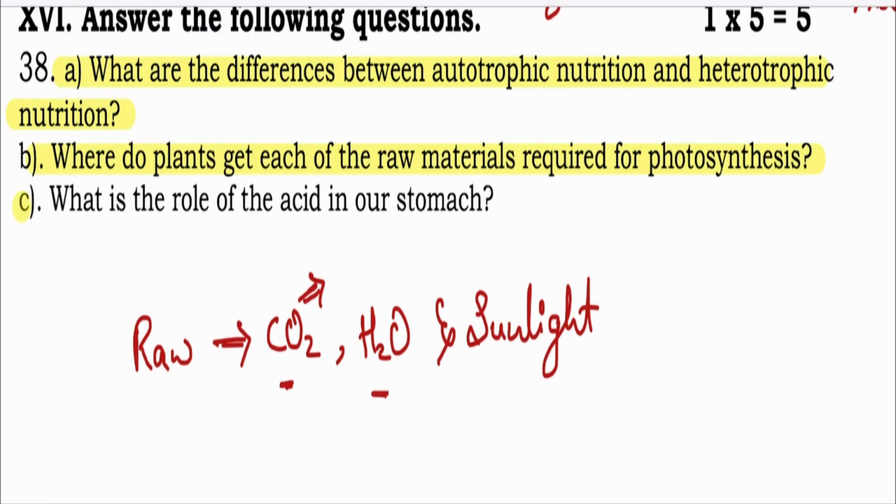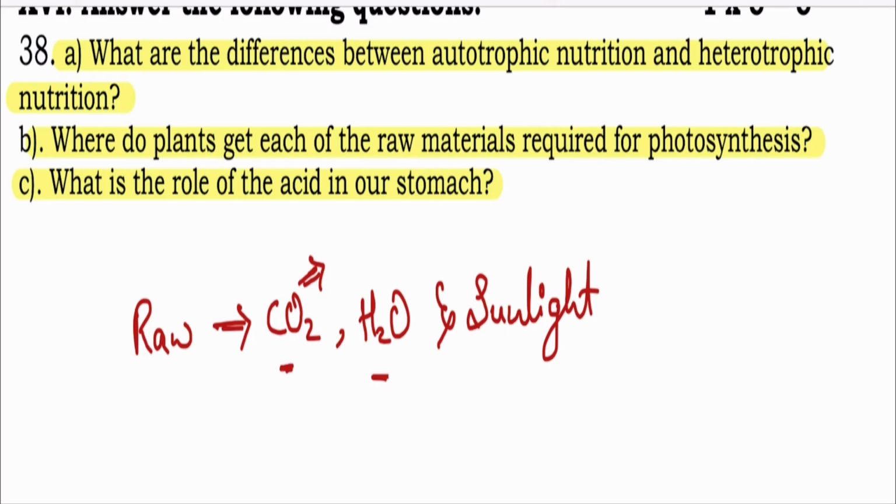Next question C. What is the role of acid in our stomach? The acid in our stomach is primarily hydrochloric acid, which is HCl. The role of this is to aid digestion, activate enzymes, and kill harmful bacteria or microorganisms, and its main function is that it facilitates absorption of nutrients by breaking down food into semi-liquid form and making it easier for digestive enzymes to work on it.